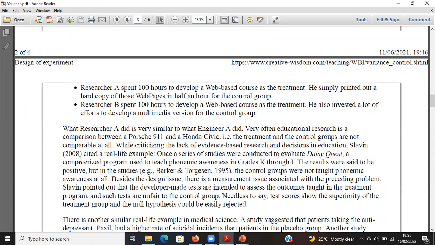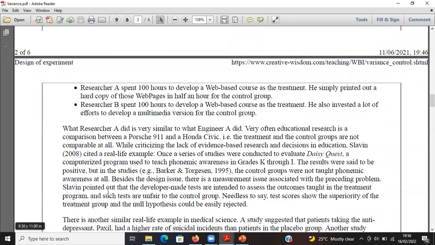The results were said to be positive, but in the studies, the control groups were not taught phonemic awareness at all. Besides the design issue, there is a measurement issue associated with the preceding problem. Slavin pointed out that developer-made tests are intended to assess the outcomes taught in the treatment program.